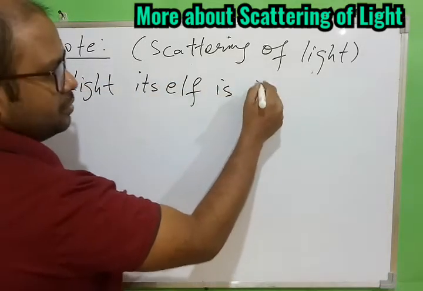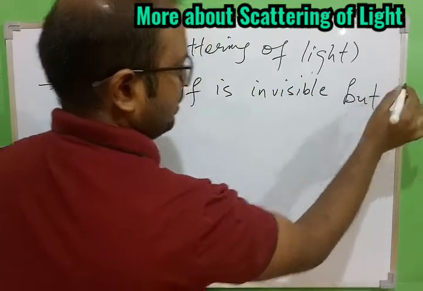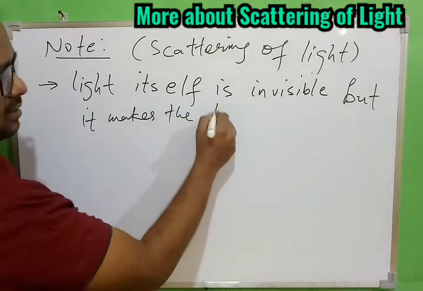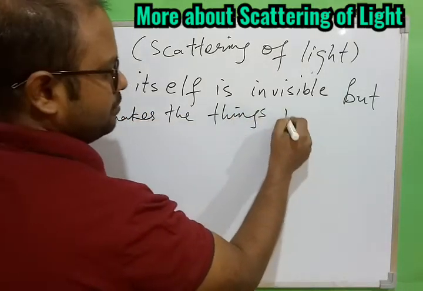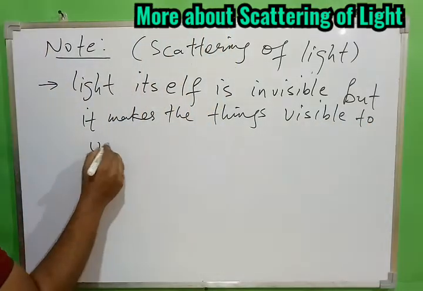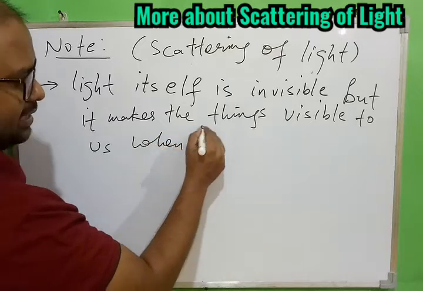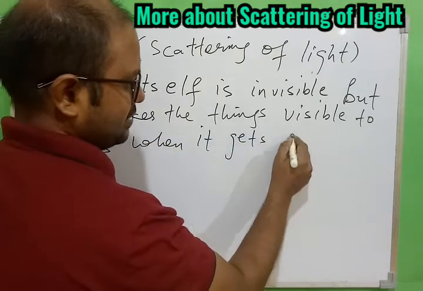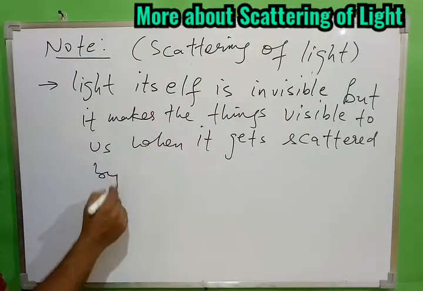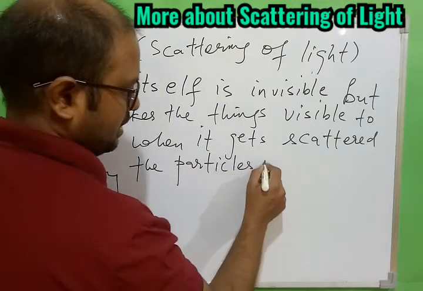So the next thing that you remember is light itself is invisible, but it makes things visible to us when it gets scattered by the particles in the atmosphere.